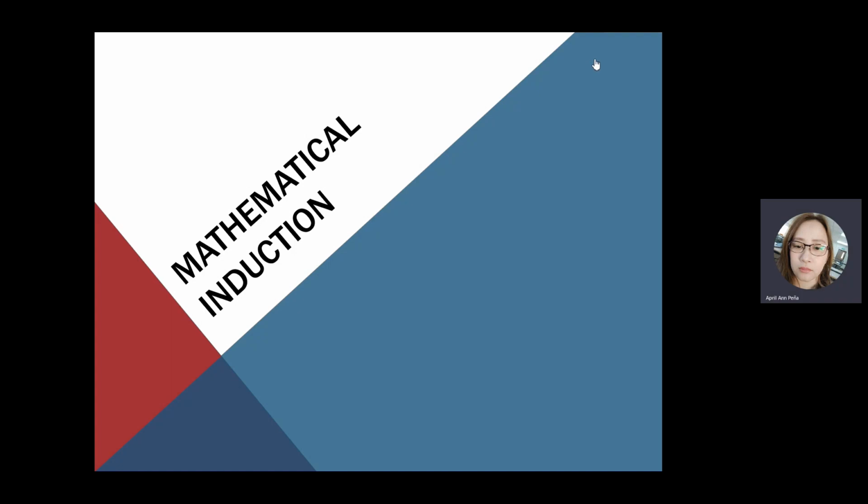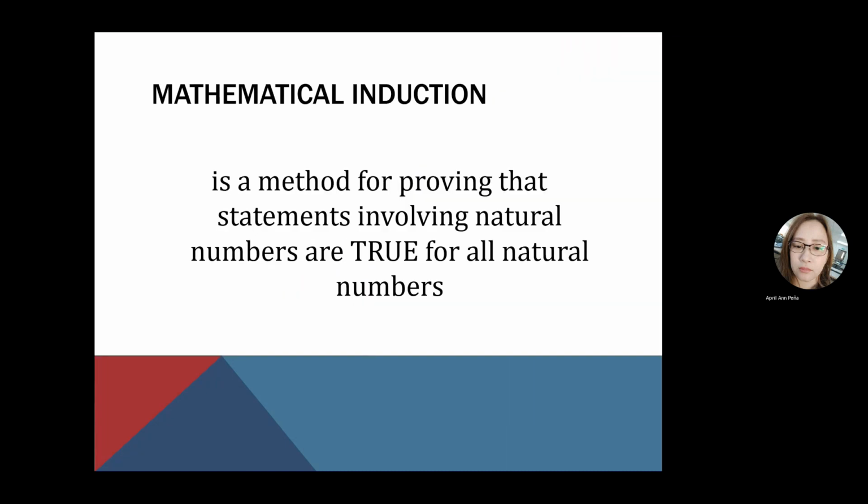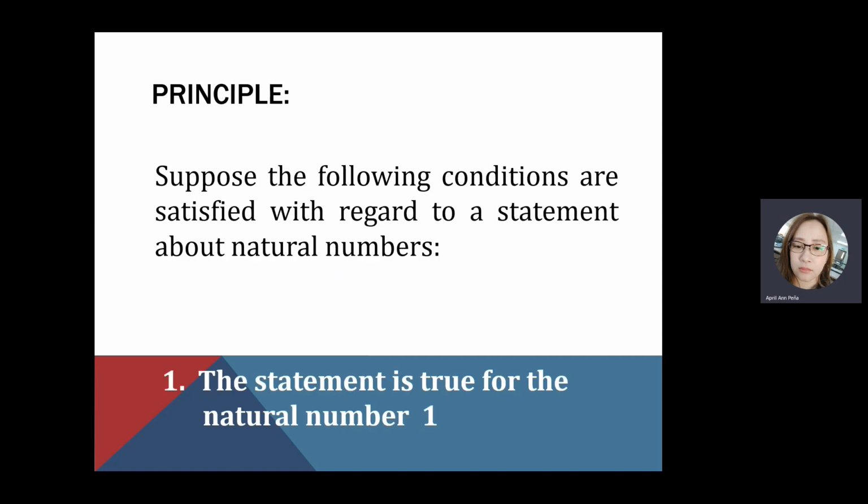Good day. So for mathematical induction, mathematical induction is a method for proving that statements involving natural numbers are true for all natural numbers. And we do have this principle: suppose the following conditions are satisfied with regard to a statement about natural numbers. The first one is that the statement is true for the natural number 1. This is when we are going to substitute 1 to the variable n in the given mathematical statement.